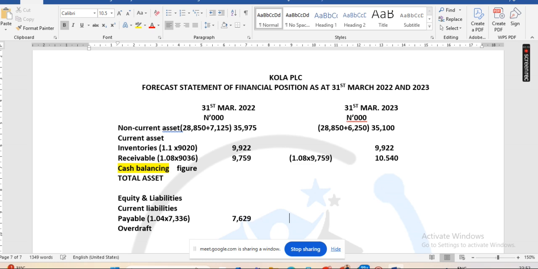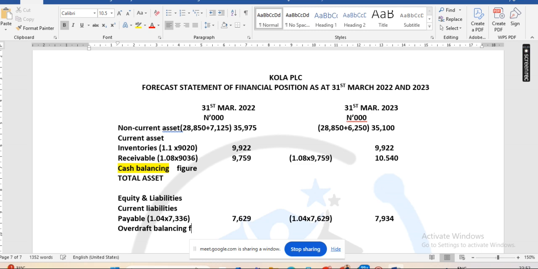Okay. You increase this one too with the same amount because we're not told that it will remain stable, right? Times 7629. So what do we have? 7934. Please confirm. So this is overdraft. Correct.